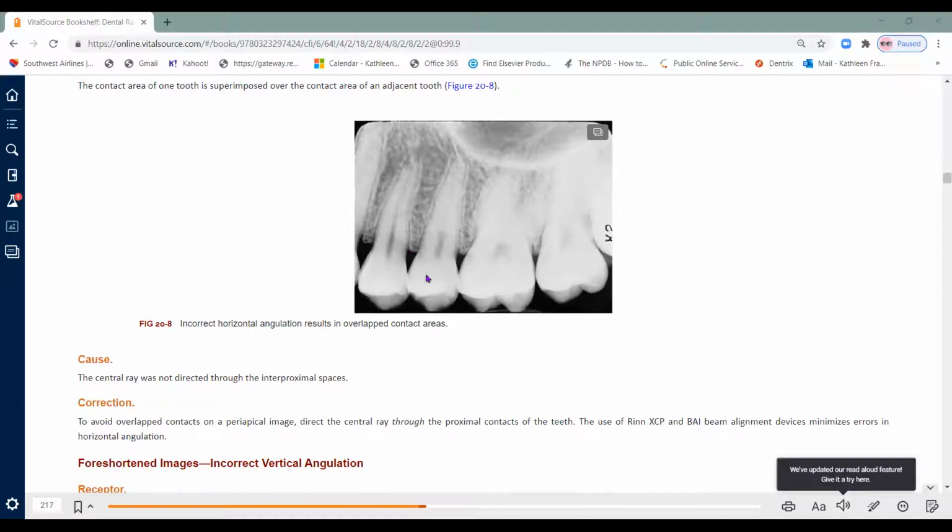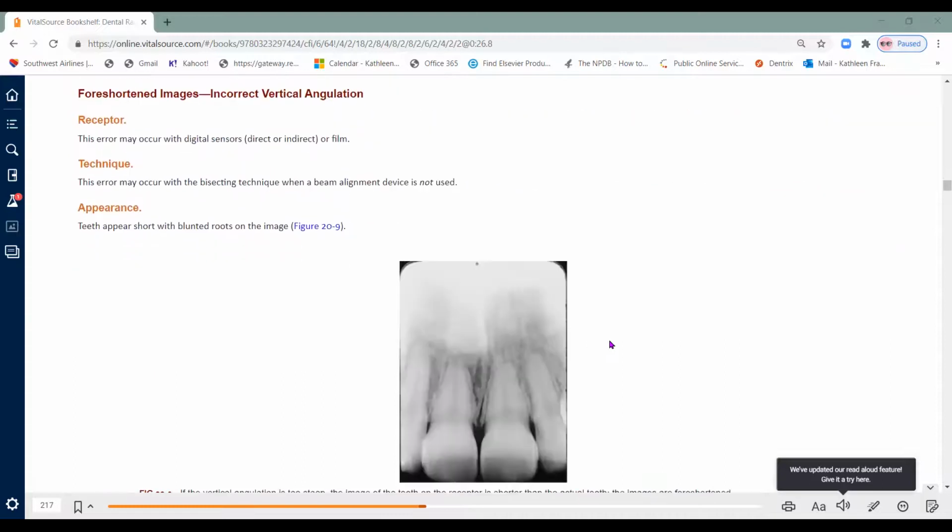So say this receptor is still in the patient's mouth, and you took a digital image and you saw this and you're going to retake it, I would go ahead and move my PID more towards the mesial because it's overlapping here on my distal. The same way, if I took this image and I saw contact overlapping on the mesial, I would move my, what did I just say? If it's overlapping on the distal, you move it to the distal. If it's overlapping on the mesial, then you move it to the mesial. Don't listen to me. I just have so much going on.